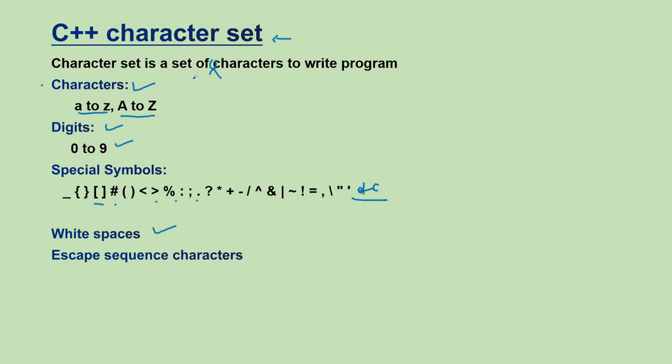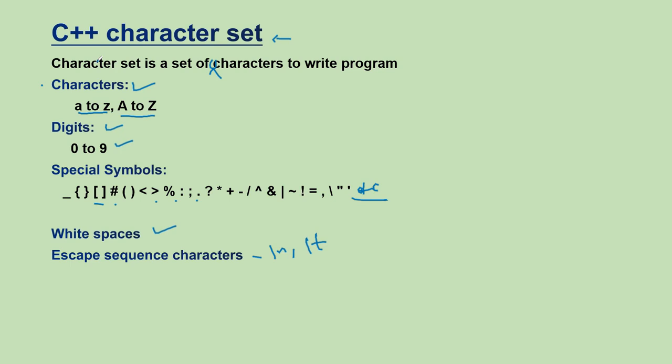This also comes in the character set. Or when we press the tab key, some number of spaces are kept blank. That is also a white space. Now, escape sequence characters: there are some special characters present, like \n or \t. In this way, different characters are present, and these characters have their own utility. These are the escape sequence characters. While learning programs, we are going to use these different characters. So this character set is nothing but the set of characters which are used to write a C++ program.